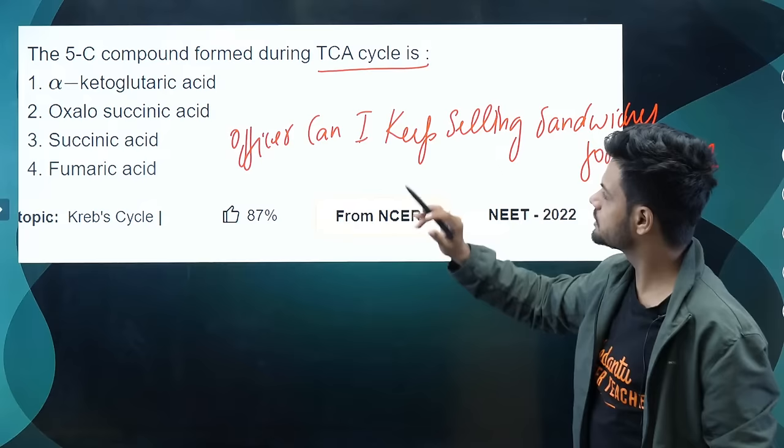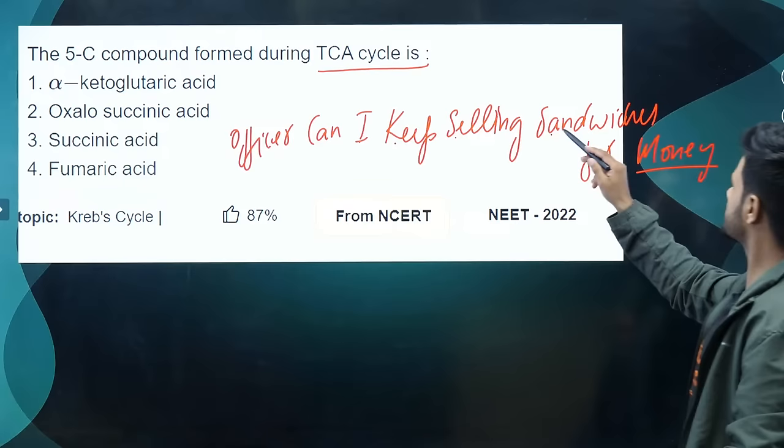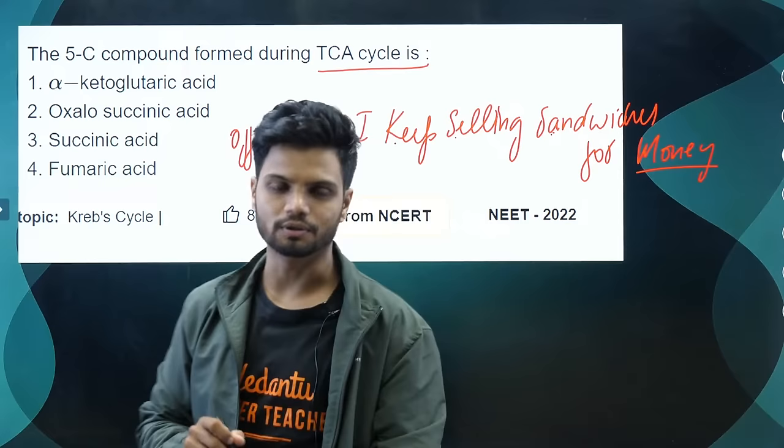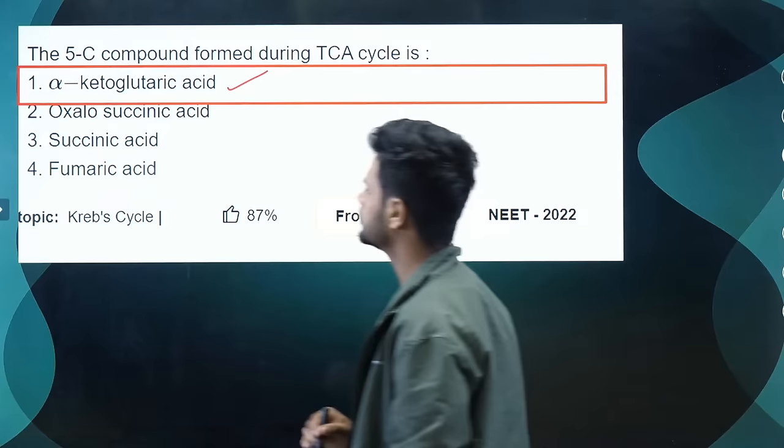Citrate, isocitrate, alpha keto glutarate, succinyl coenzyme A, succinate, sandwiches, fumarate and malate. And the 5-carbon compound is going to be alpha keto glutarate. Alpha keto glutarate is the 5-carbon compound.